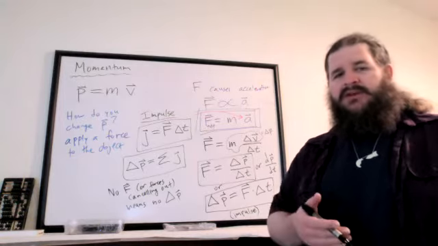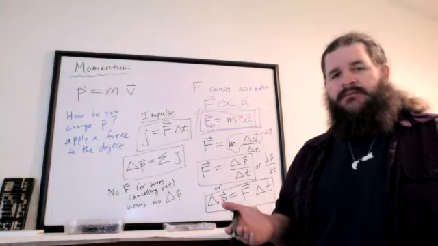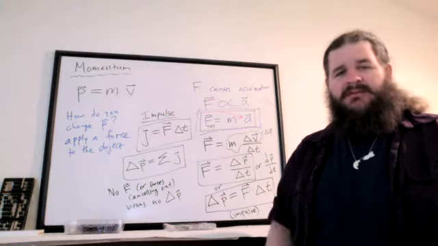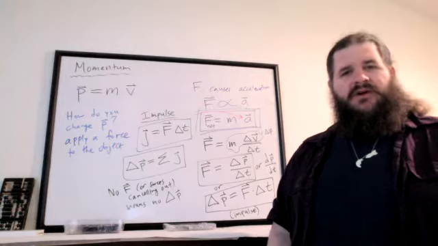If you know an object's momentum is not changing, then you know for sure that the total force on it is 0. And if you know that the total force on an object is 0, then you know its momentum does not change. Any other questions on that so far?